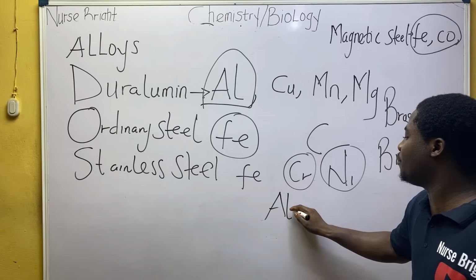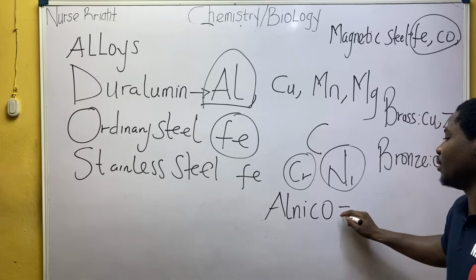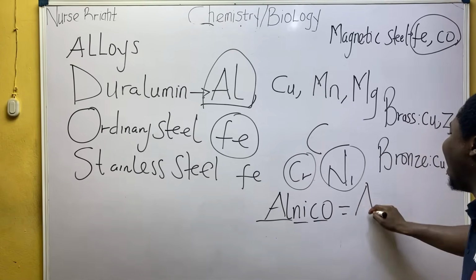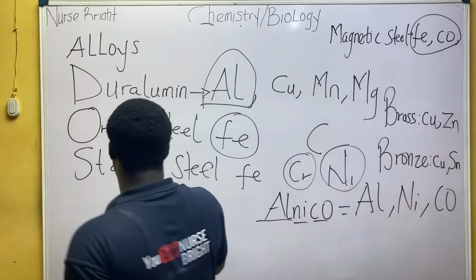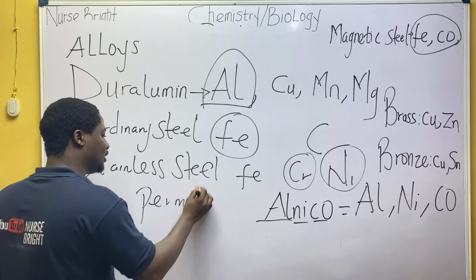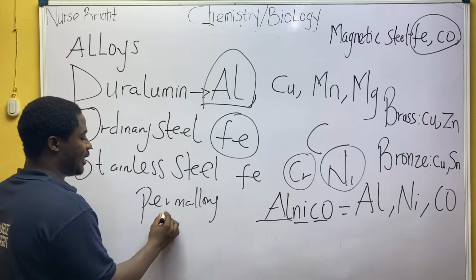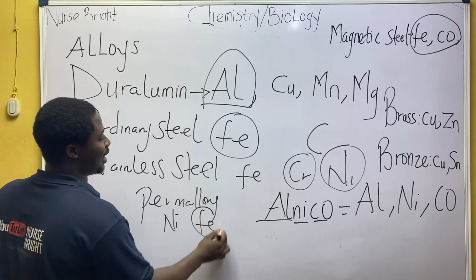Others include alnico. Alnico is used for making permanent magnet as well. From the name, alnico: aluminium, nickel, and cobalt. This one came out last year. So note, alnico is an alloy, and it is used for making what? Permanent magnet. Another one is what they call permalloy. This one is nickel and iron. Permalloy is for making temporary magnet. It is nickel and iron that is the makeup.